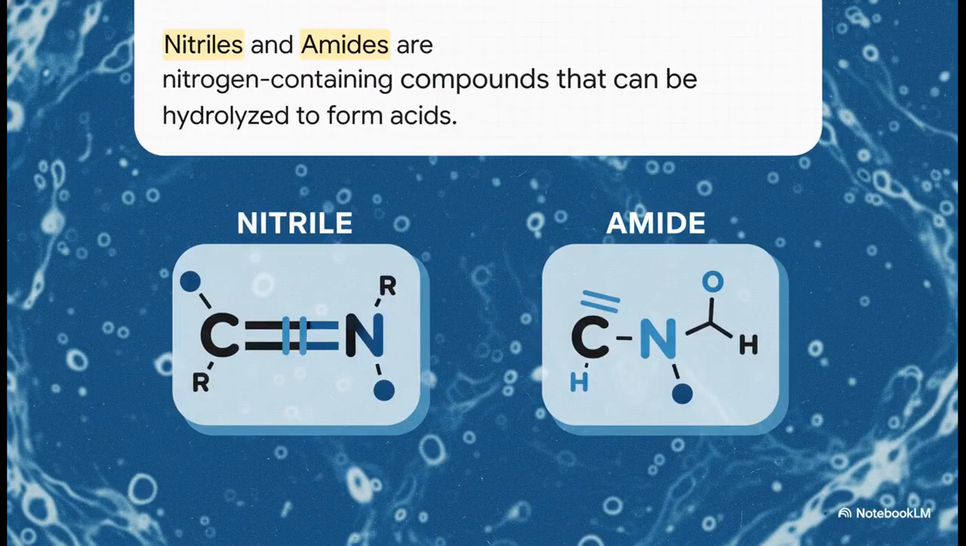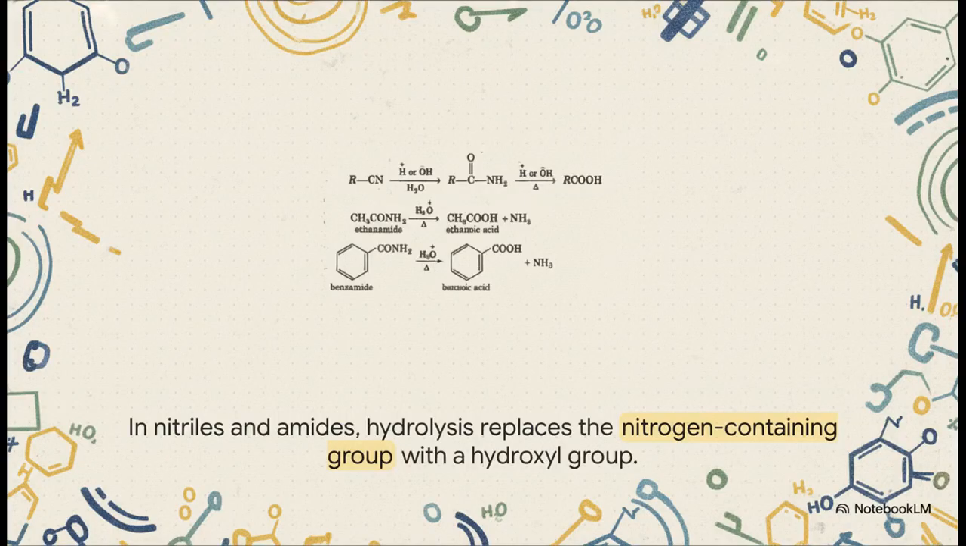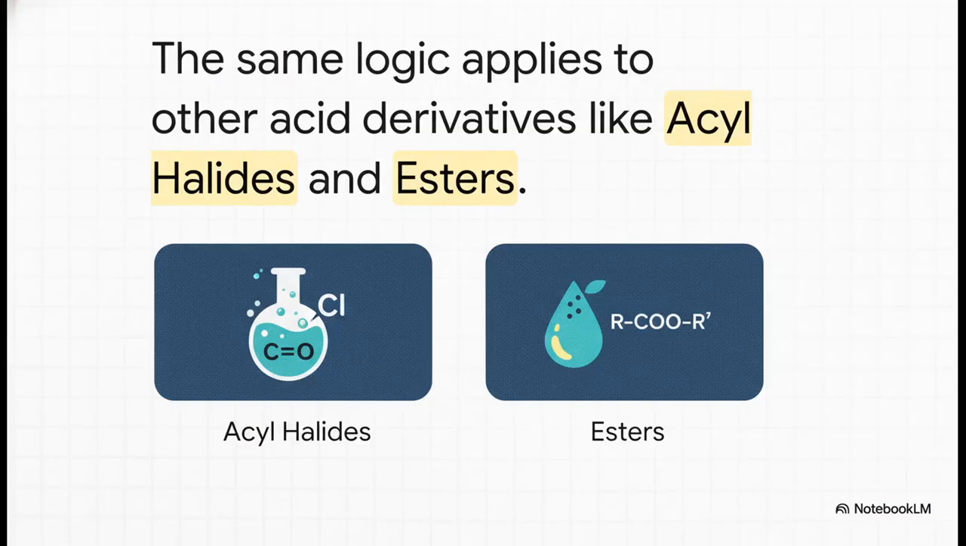All right, let's zoom in on a couple of these, starting with the ones that have nitrogen in them, nitriles and amides. You can really think of this as a simple swap out. Whether you start with a nitrile or an amide, water comes in, breaks that bond to the nitrogen, and just slots an OH group right into its place. And just like that, you have your RCOOH product. And hey, this same exact idea works for other starting materials too. Let's look at acyl halides and esters really quick.